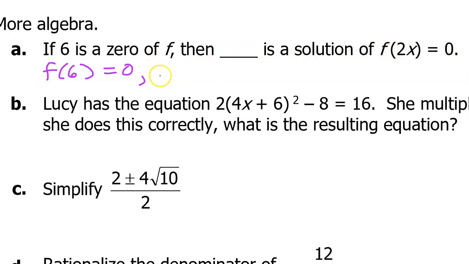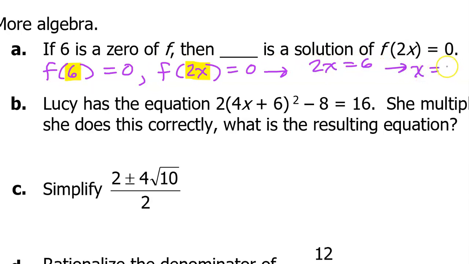Let me copy this down side by side. So now we're saying f at 2x is equal to 0. Compare what's inside of function f in both cases. F at 6 equals 0, f at 2x equals 0. Based on this, we can conclude that 2x must equal 6. And if 2x is equal to 6, then of course x is equal to 3 as I divide both sides by 2. So that is the answer to part A.